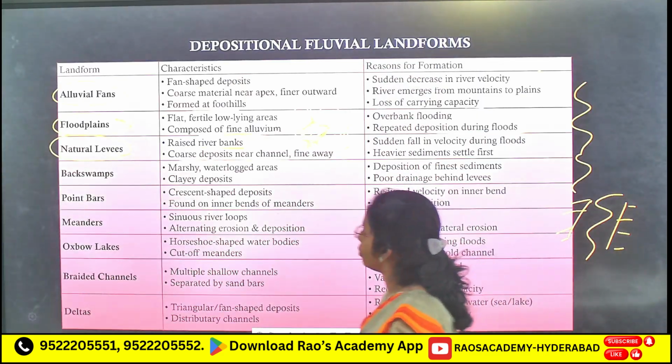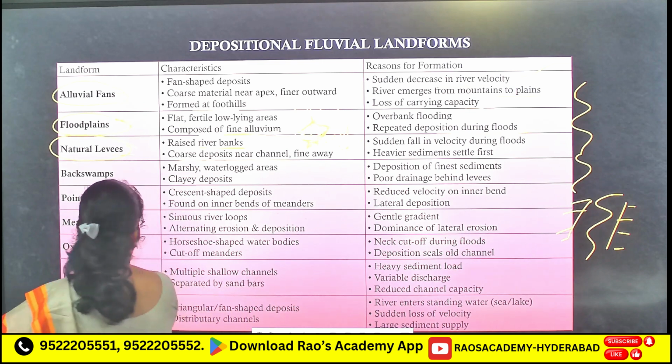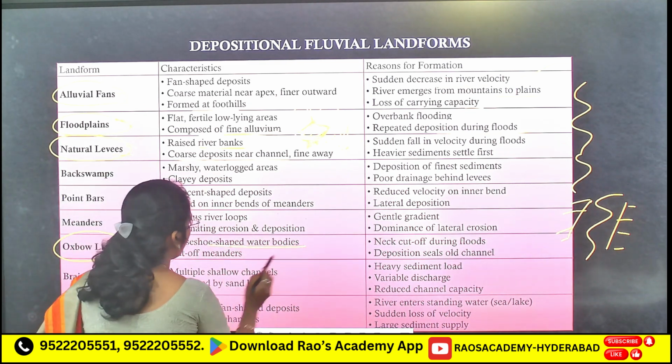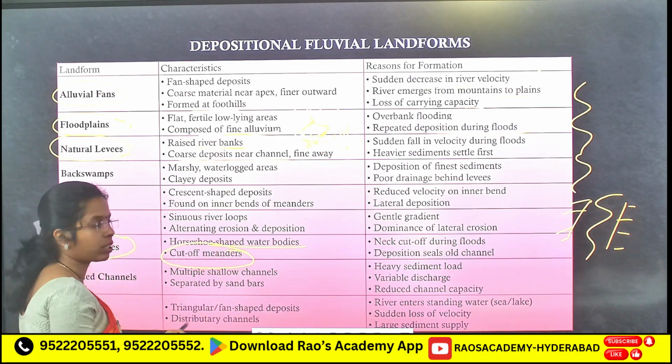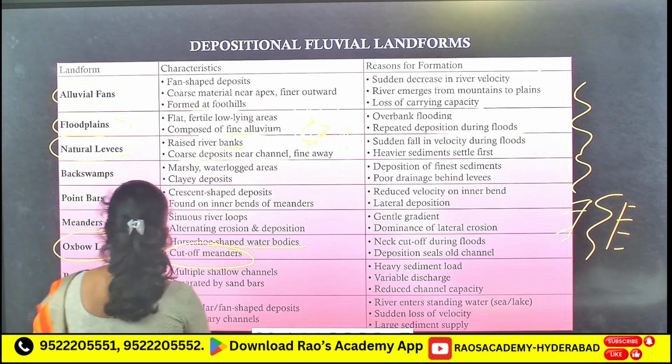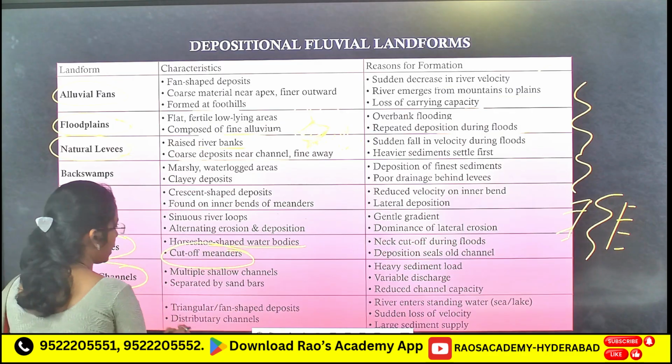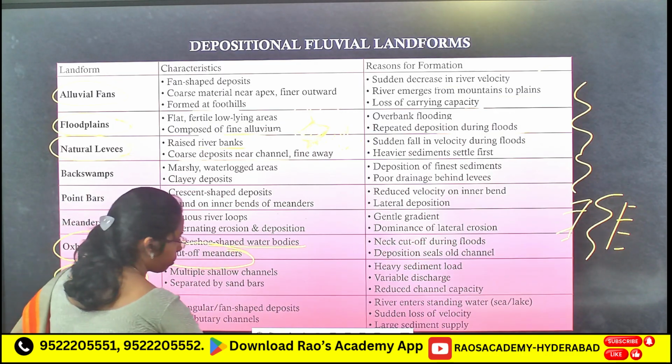Now oxbow lakes: horseshoe shaped water bodies, cut-off meanders. They are known as cut-off meanders. Next, braided channels. See, first we will talk about deltas.